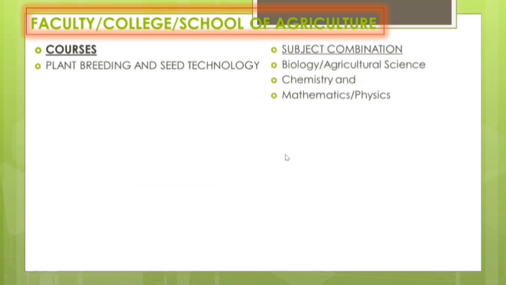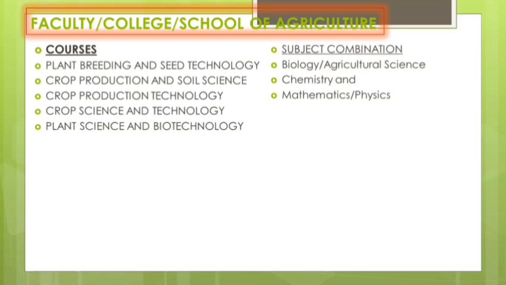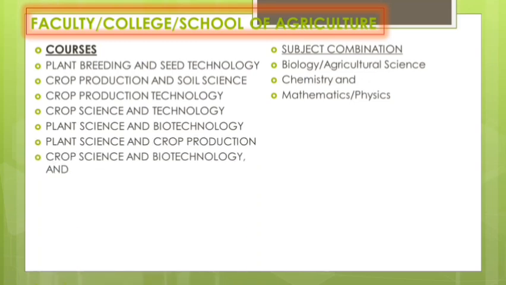For candidates applying for plant breeding and seed technology, crop production and soil science, crop production technology, crop science and technology, plant science and biotechnology, plant science and crop production, crop science and biotechnology, and crop science and production. These are your JAMB subject combination.